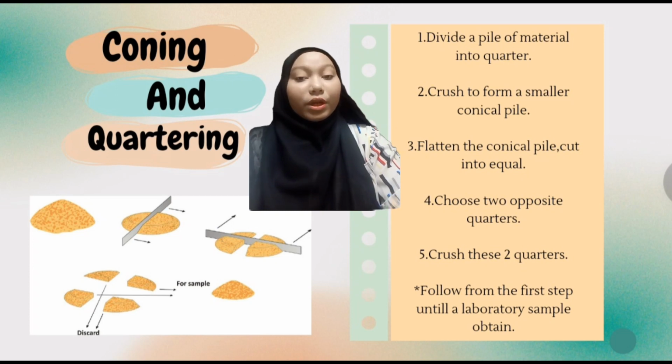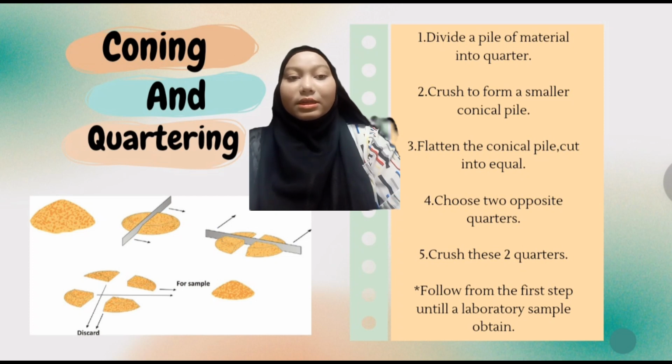The first step that we need to do is to pile the material and divide it into quarters. Second step is to crush it to form a smaller conical pile. Third, flatten the conical pile and cut it into equal quarters. Fourth, choose two opposite quarters. And last, crush these two quarters. We need to follow from the first step until a laboratory sample is obtained.